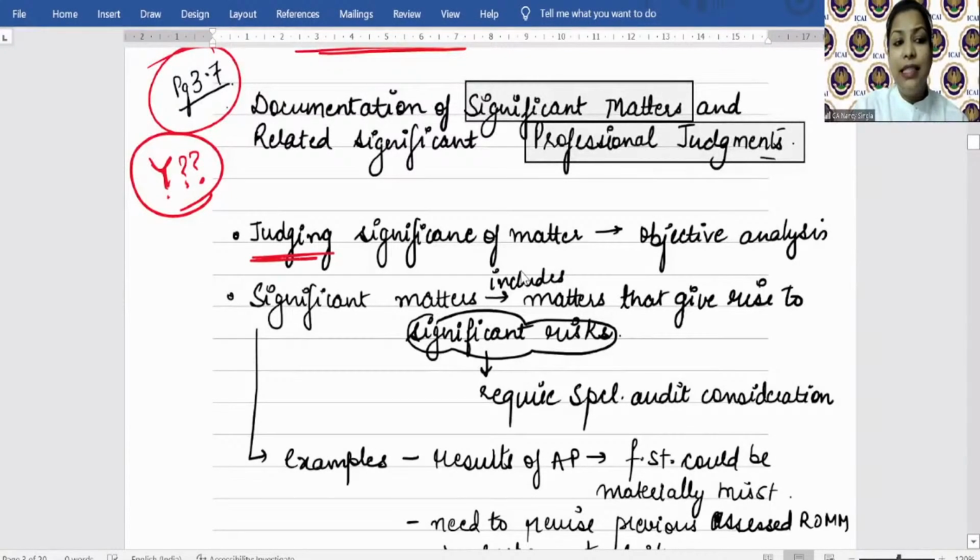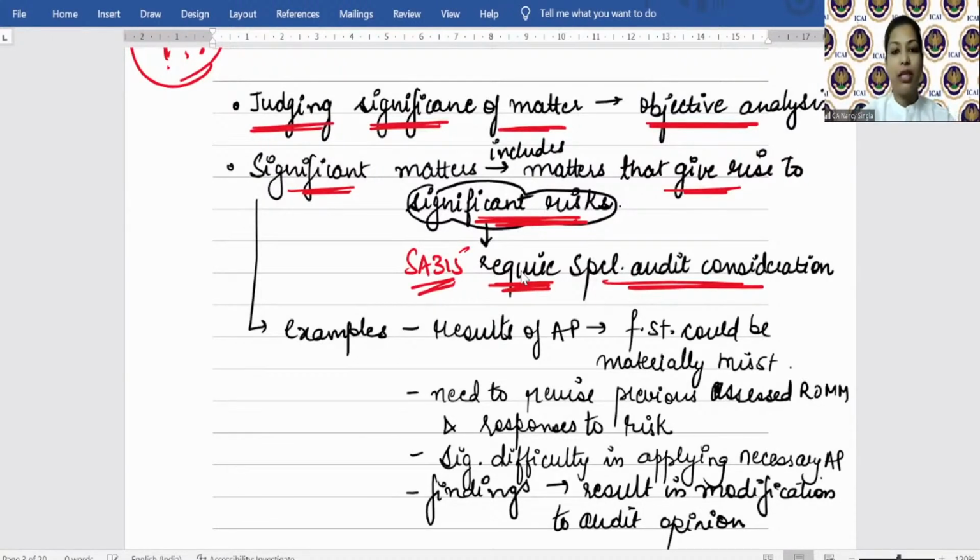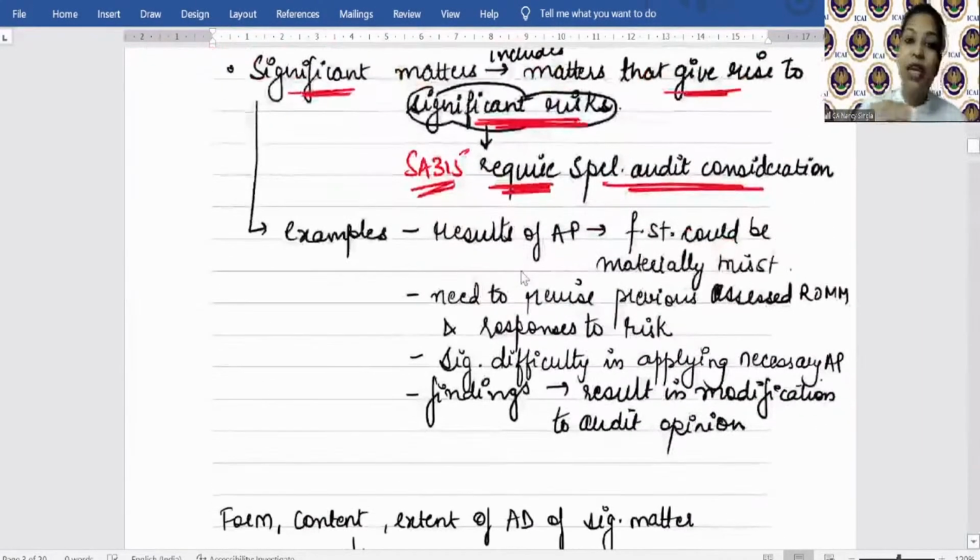अब देखो significant matter क्या होता है. So it says that judging significance, importance of a matter is an objective analysis by the auditor. Significant matters include the matters that give rise to significant risk. And we have seen in SA 315 that significant risk means that requires special audit consideration. अभी किया ना significant risk का definition, ठीक है? For example, अब significant matters कैसे हो सकते हैं? If there are results of the audit procedure which indicates that financial statement could be materially misstated.